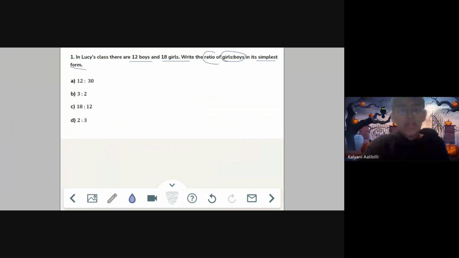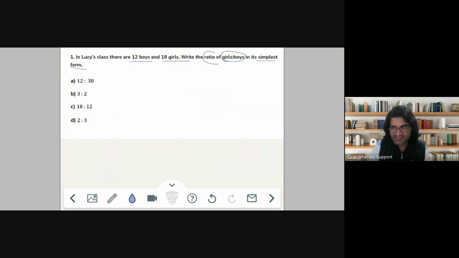Is the answer 3/2? Yes, very good. So I believe we are starting with easier questions and you're doing very, very well. But how do we do it? I know this is a very simple question. You can do it in your brain, but to know the methodology, because the methodology will come very handy when questions start becoming tricky.